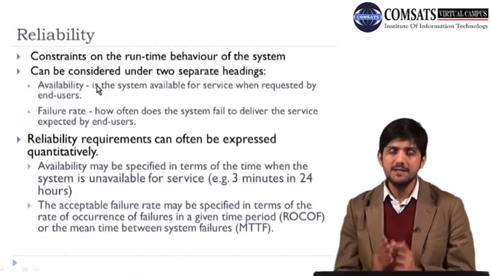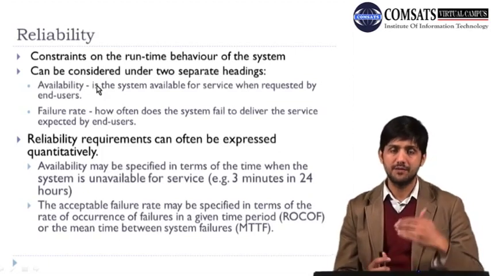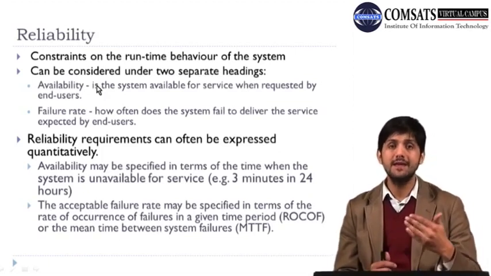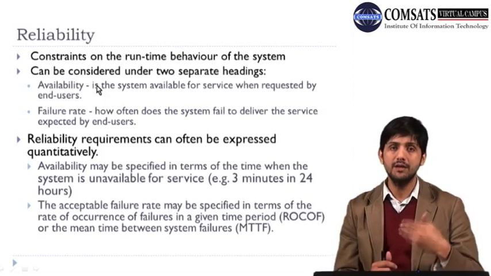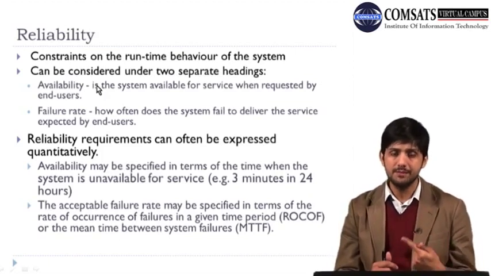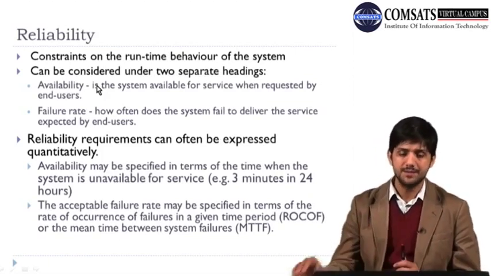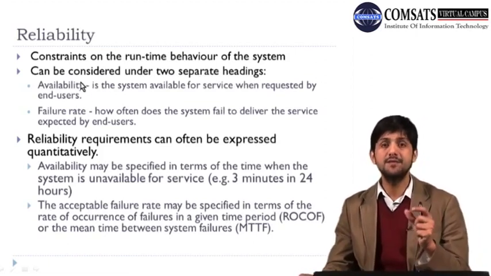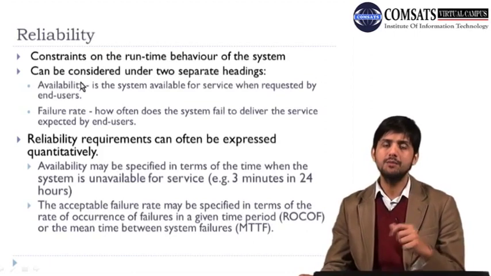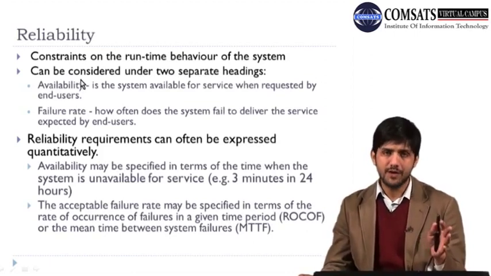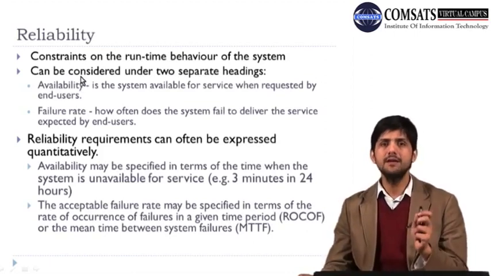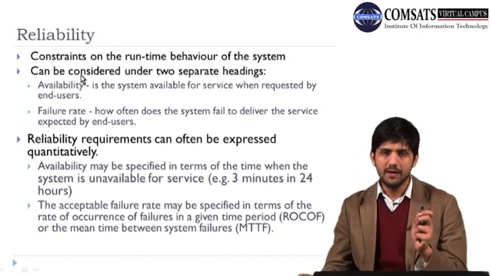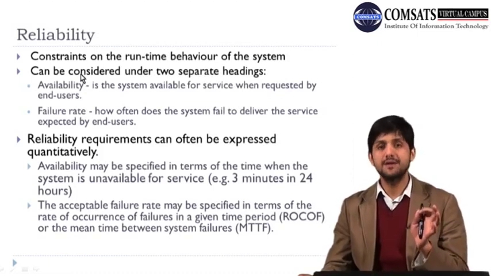Both these cases, availability and failure rate, can be quantitatively specified, and we need to ensure that when we are writing these requirements, we are expressing them in these terms. If it comes to availability, then we need to tell the time when our system won't be available. And if you're talking about failure rate, then there are 2 ways of expressing that quantitatively. One is mean time between failure, and the other is rate of occurrence of failure.